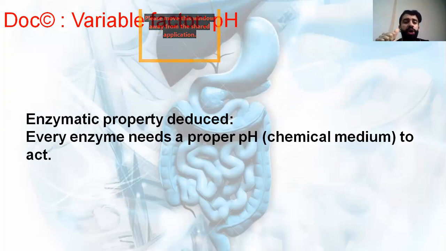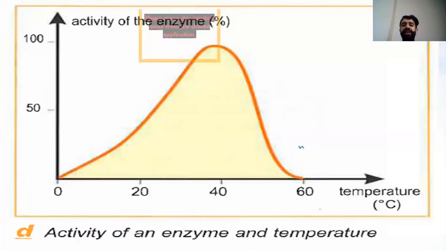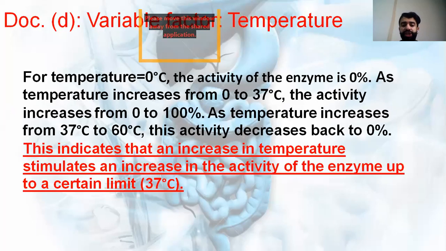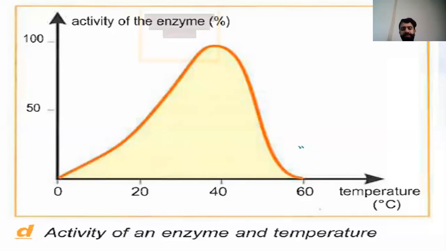Every enzyme works on a specific substrate, and second, every enzyme works on a specific pH medium. Third, the activity of the enzyme according to the temperature. The best temperature, we said, is the normal body temperature. Yes, but the correct answer is 37, because enzymes work at their best at 37 degrees Celsius. So the increase in temperature stimulates an increase in the activity of an enzyme after a certain level. But pay attention here.